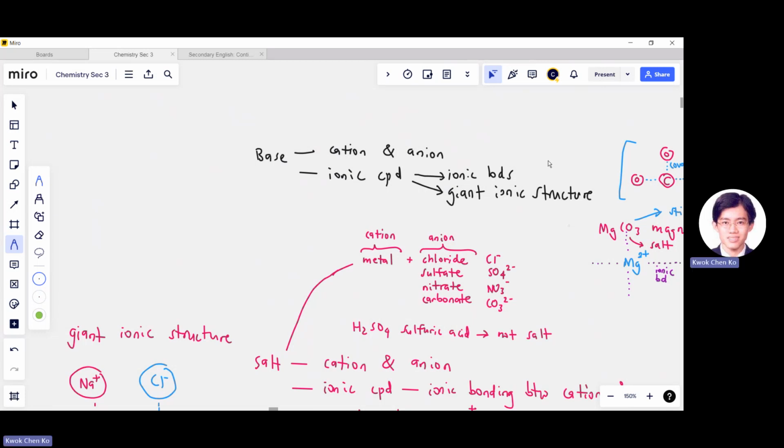But what's the difference there? Now, try to follow. The cation is a metal too. But for the anion, there are only two possibilities. Either it's an oxide or hydroxide. There are only two possibilities for the base.